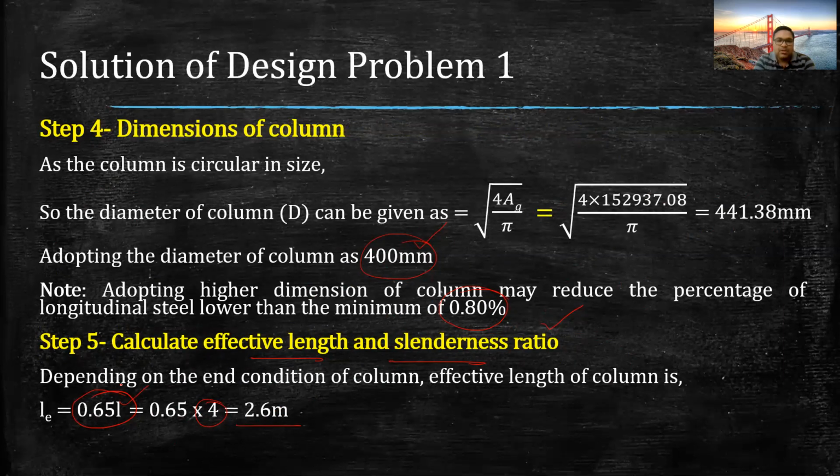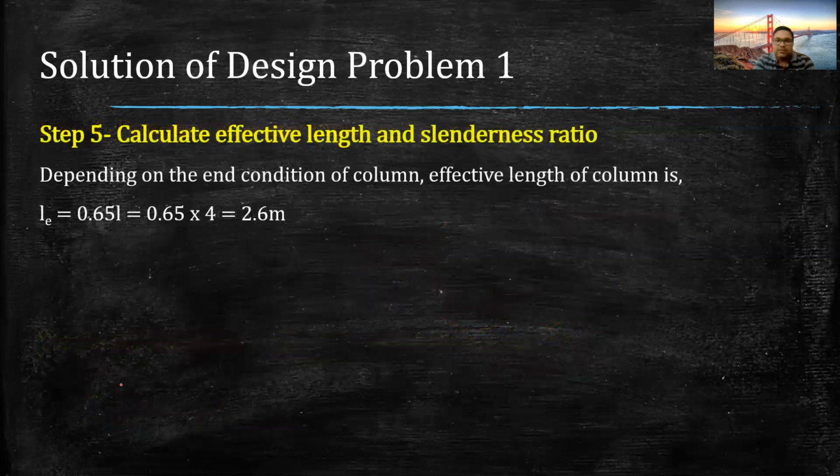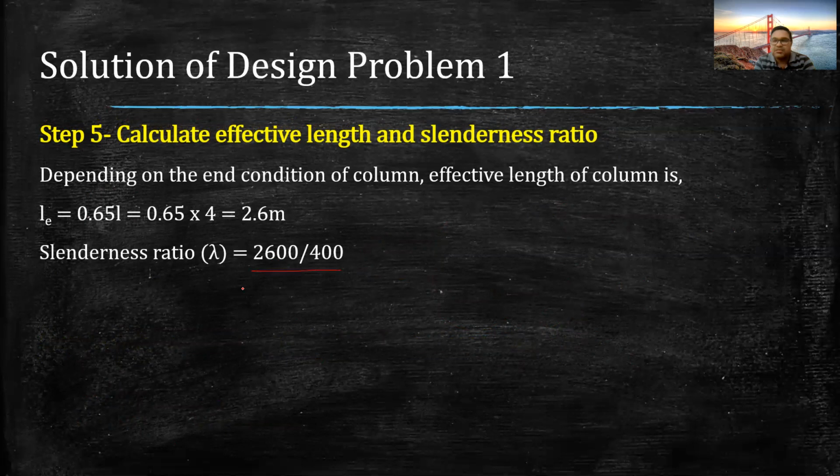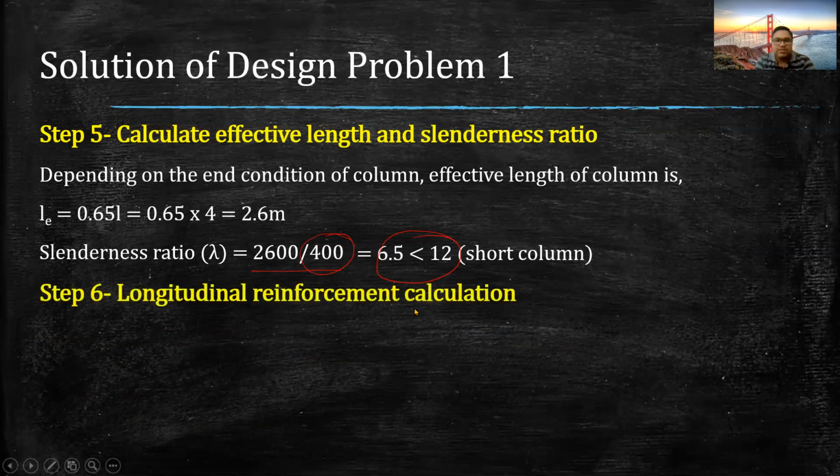And now we will find out the slenderness ratio, which is the effective length by least lateral dimension. So here the lateral dimension is the dia of column, which is 400. So the lambda is 6.5 and it is less than 12. So therefore the column is short column. So now we can say our column is the short column. So now we will move to the next step, which is about the calculation of longitudinal reinforcement.